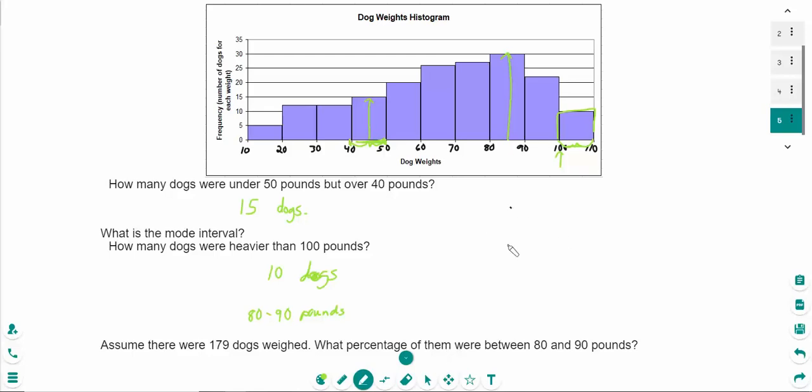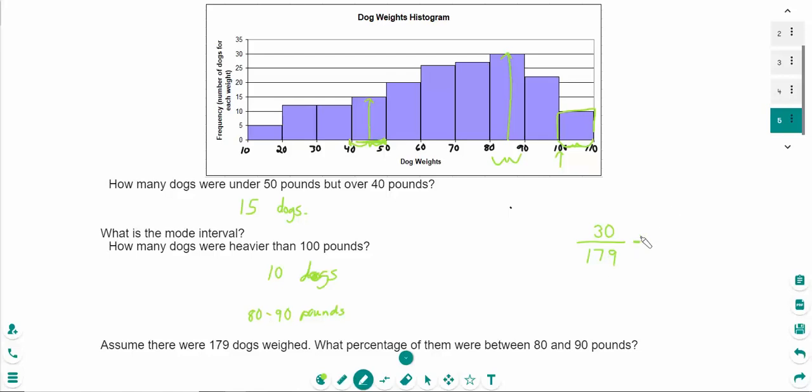First we need to find how many dogs actually were weighing between 80 and 90 pounds. The 80 and 90 pounds, that would be right here, right? Between the 80 and 90. How many are in there? Well, there are 30 dogs in there. So there are 30 dogs that weigh between 80 and 90 pounds, and they want to know what percentage of the total that is. So you take the 30 out of, or relate that to, 179. 30 dogs out of the 179.